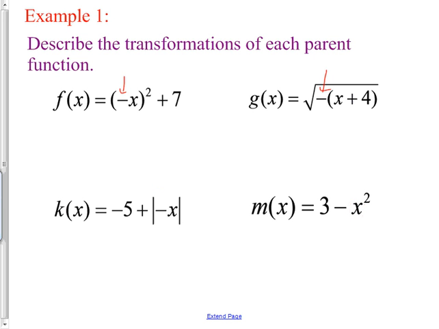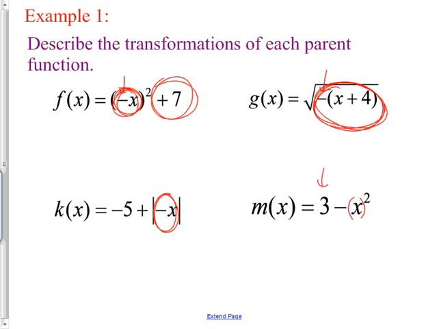It tells you whether the reflection is left, right, or up, down. Everything on the inside is left, right stuff. This is both left, right stuff, the 4 and the negative. Left, right. This is left, right. This is left, right. And there's nothing going on left or right in this one because there's nothing on the inside except the x. So all these changes here, the 3 is on the outside and therefore up, down. This 7 is on the outside and therefore up, down. This -5 is on the outside and therefore up, down.